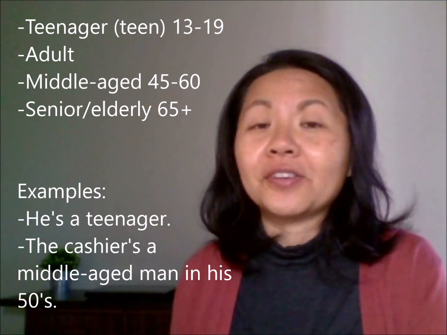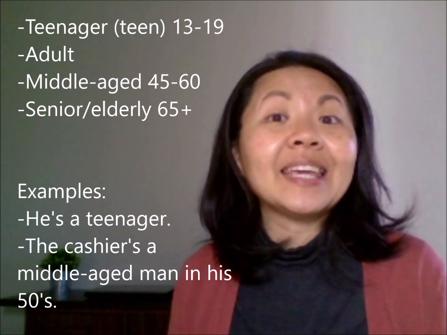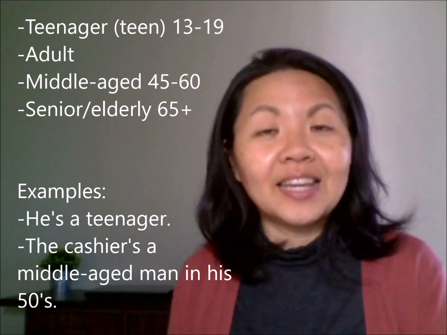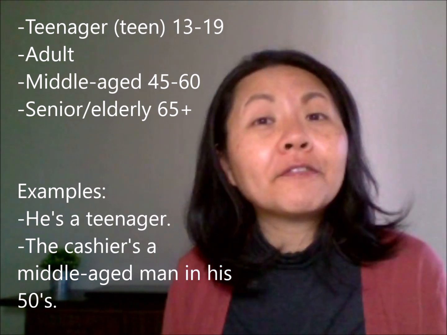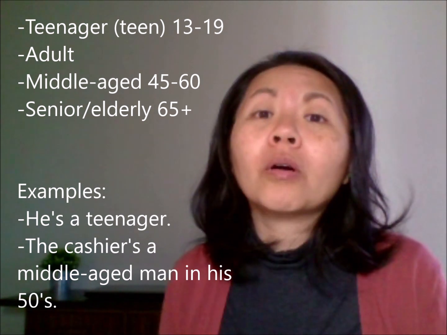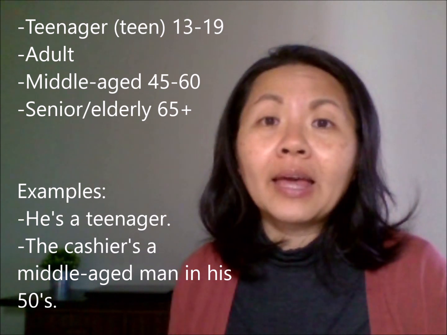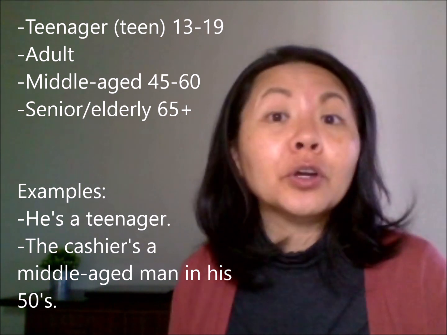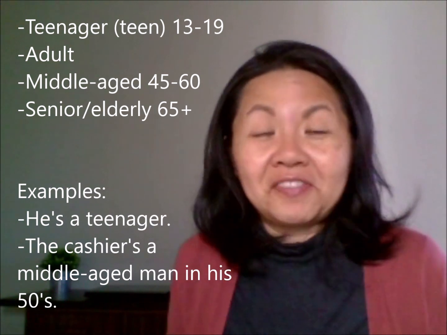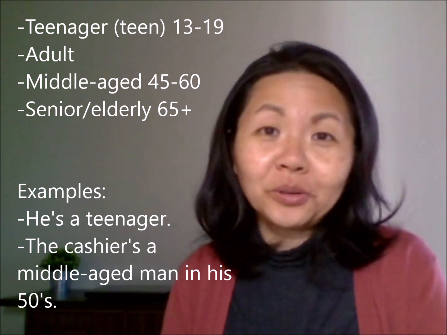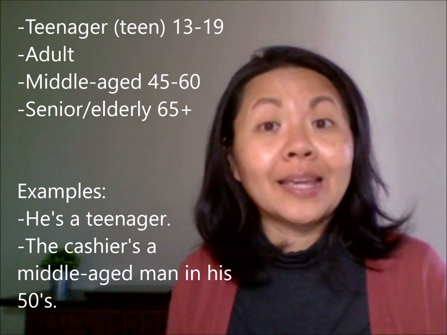So I can say, for example, she's an adult, or he's an adult. Okay, he is or she is an adult. Now as we get older and we reach maybe around 45 to 60 years old, we'll call them middle-aged. Okay, middle-aged. So for example, I can say, oh, the cashier today at the grocery store was a middle-aged man in his 50s. And then as we get older, then we become a senior, or some people would say elderly.